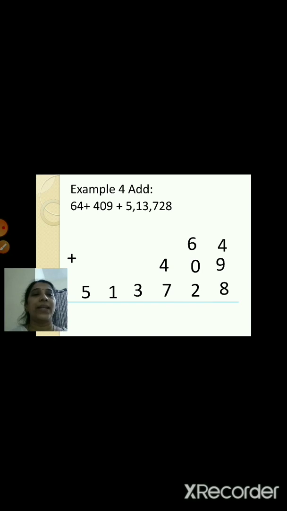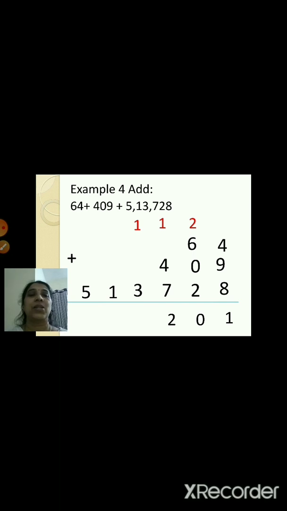So starting from your right hand side, in the units place it is 4, 9 and 8. So 9 plus 4 is 13 and 13 plus 8 is 21. So 1 will come down and 2 will be carried over in the tens place. So 6 plus 2 is 8, 8 plus 2 is 10. So 0 will come in the tens place and 1 will be carried over in the hundreds place. So 4 plus 1 is 5 and 5 plus 7 is 12.